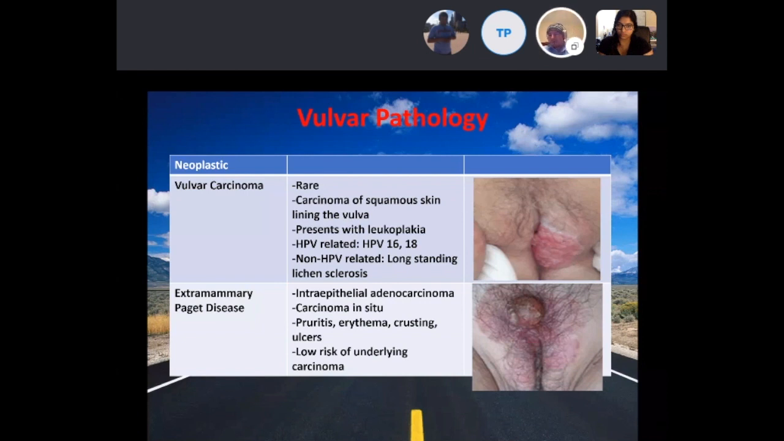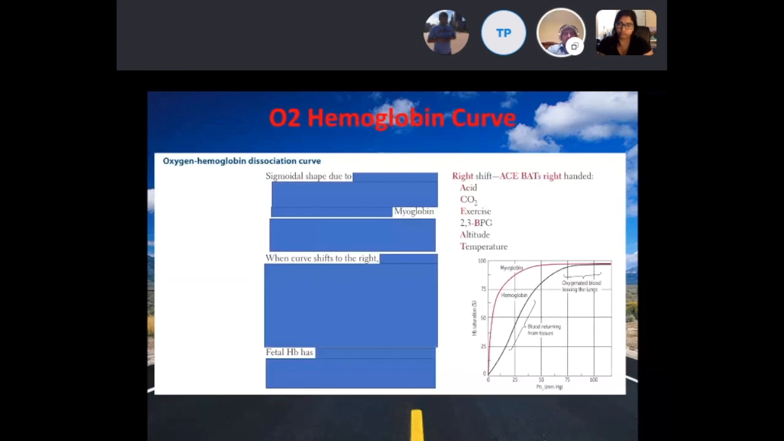Anybody have any questions on either of these first two slides? No? All right. We're going to move on to the oxygen-hemoglobin dissociation curve.